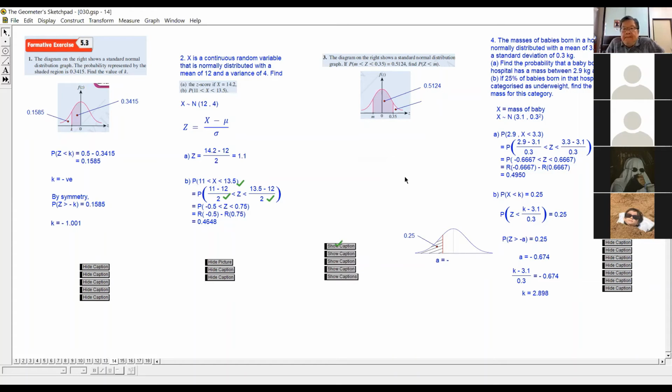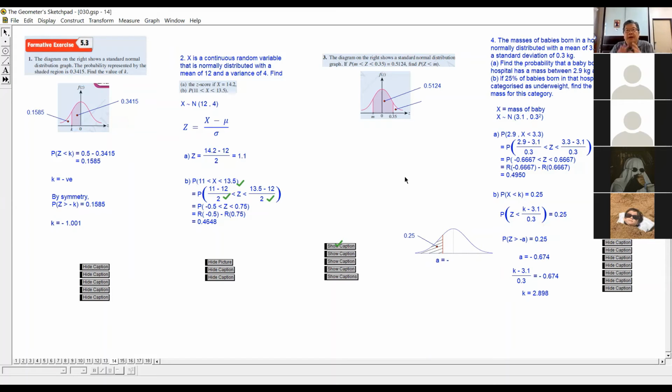The diagram on the right shows the standard normal distribution graph. If P z larger than m smaller than 0.35 equals to 0.5124, find P z smaller than m.